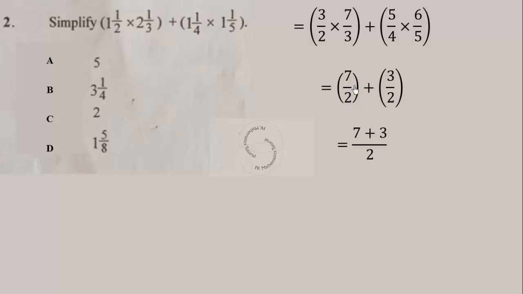We have equivalent fractions here, or we have fractions with the same denominator. So we add the numerator and pick one of the denominators, and that will give us 10 over 2, which is equal to 5.